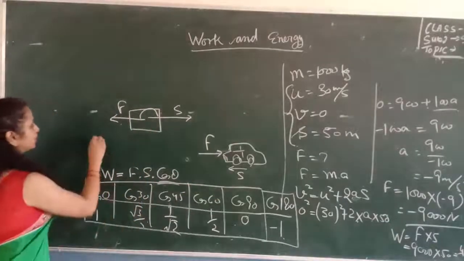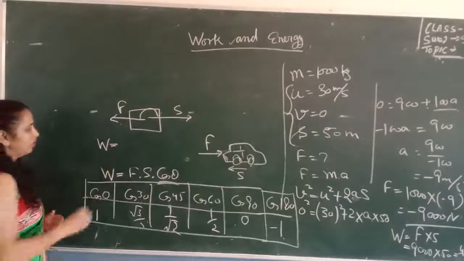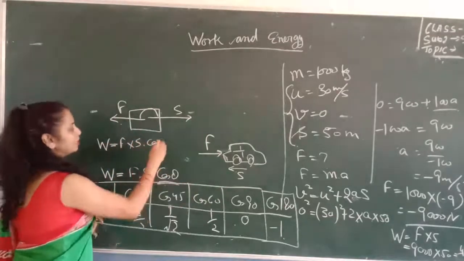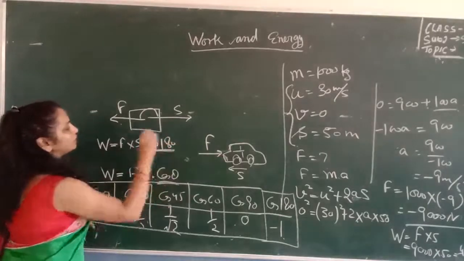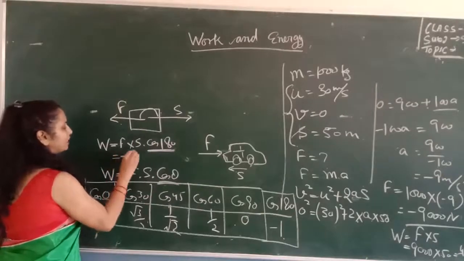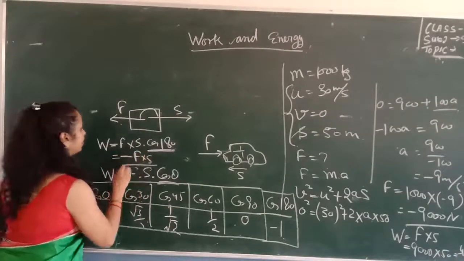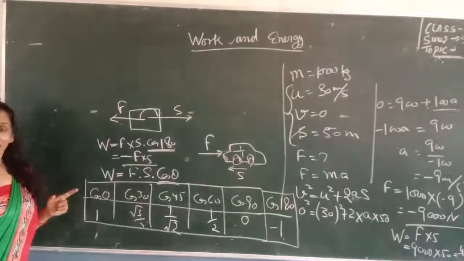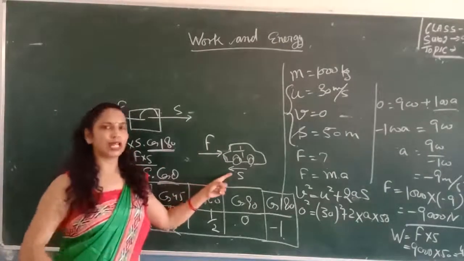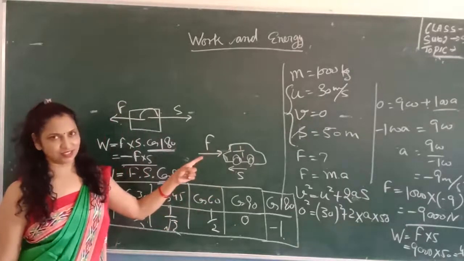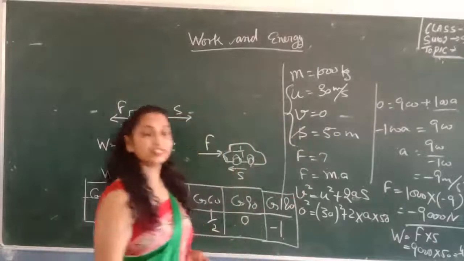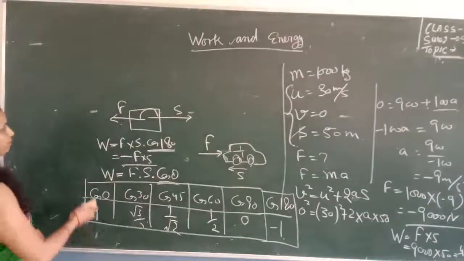So what should be the work done now? Work done is equal to F into S into cos theta. Here theta is equal to 180 degree. And we know that the value of cos 180 is minus 1. So if we put this value, we get the negative answer. It means the work done is negative. Negative work done means the direction of displacement is opposite to the direction of force exerted on it. Okay. So from this part, we understand the work done can be of three types.